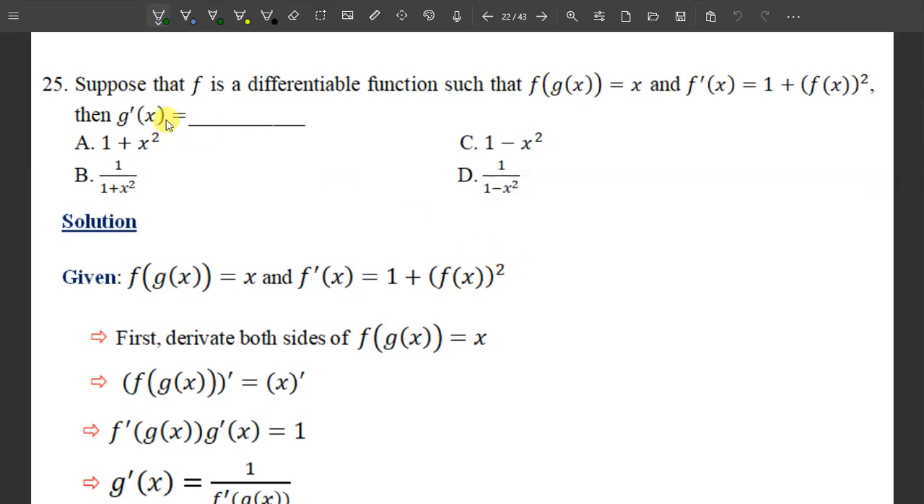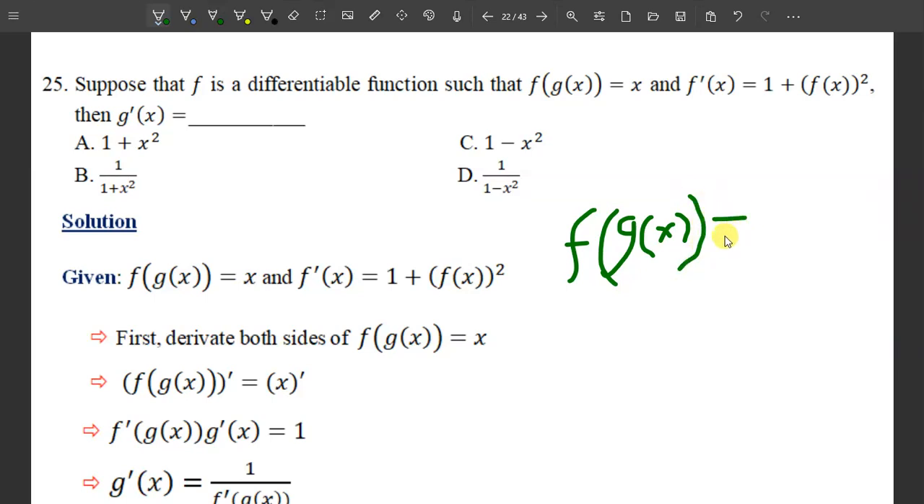Now how can we separate g of x from this composition of function? Because we are asked to determine g prime of x. Therefore, what we have to do is begin from this one. f of g of x is a composition of a function, and a composition of a function can be differentiated by applying the chain rule.